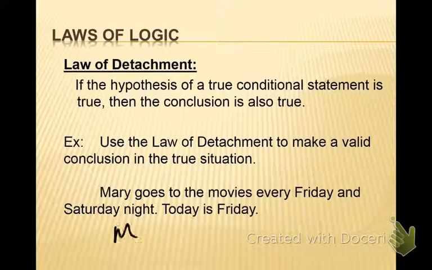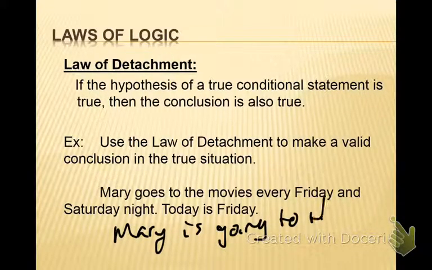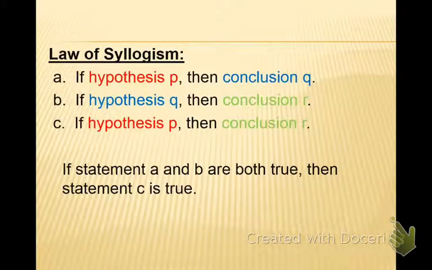And you would conclude that Mary is going to the movies. All right? That's the law of detachment. I don't know what easy way to remember that. The conclusion's been detached. You don't know if the conclusion is true or not. But if the conditional statement is true and the hypothesis happens, then you know the conclusion's going to happen without needing to check on it. I know there's one way to think about it.